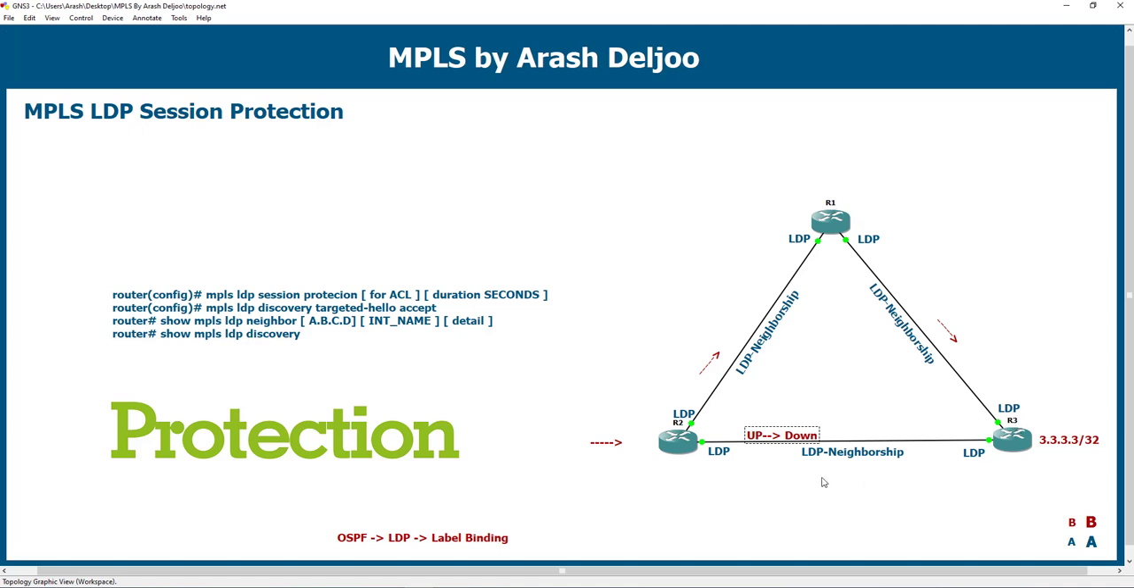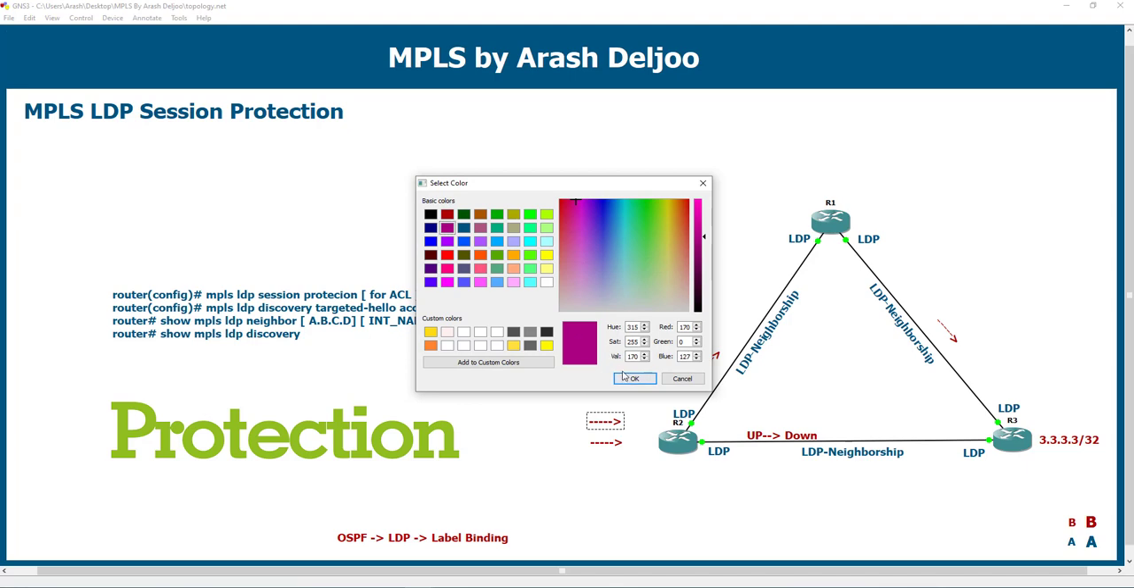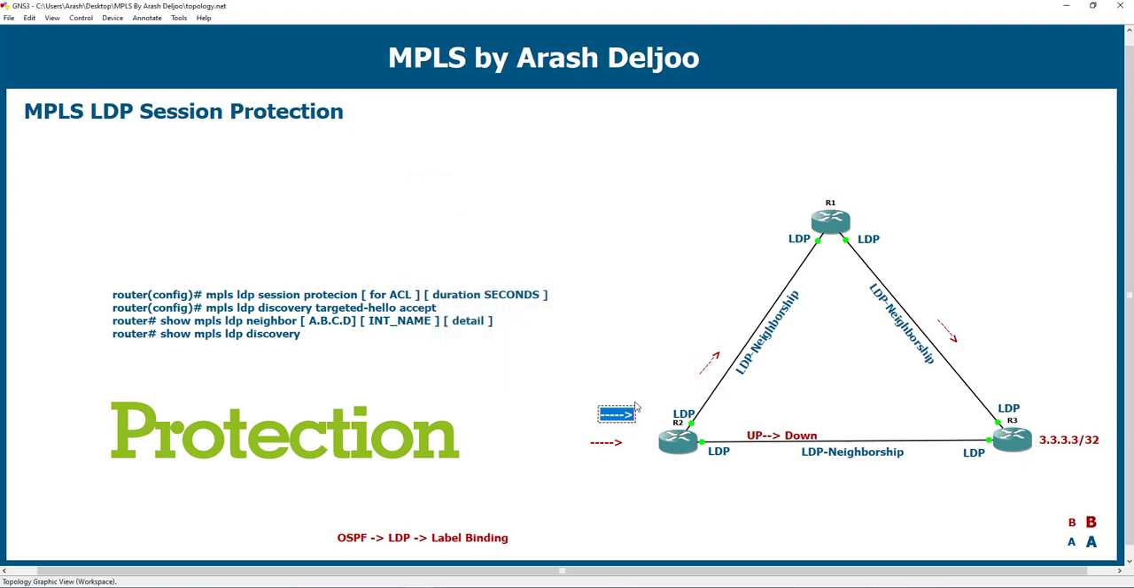The solution is that we can enable an LDP neighborship between R2 and R3 over other links, a targeted LDP session. You know the targeted LDP session. Let me show you, for example, with another color. I can configure a targeted LDP session between R2 and R3, for example. This is the targeted LDP session here.